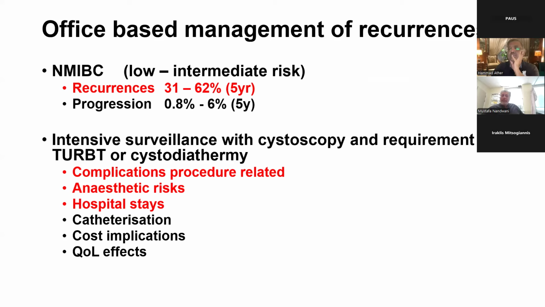But whenever we find a recurrence on follow-up, they need either TURBT or cystodiathermy, and the majority of the time we do it under general anesthetic. So that brings us to the complications of the procedures themselves. Can we minimize the procedure under anesthetic and reduce the complications and anesthetic risks? Because the more time you do general anesthetic, the more anesthetic complications, hospital stays, catheterization, and cost implications.